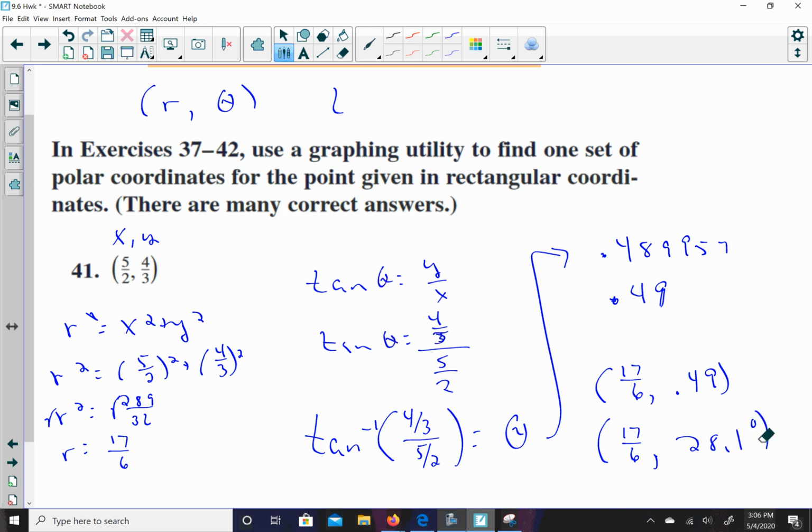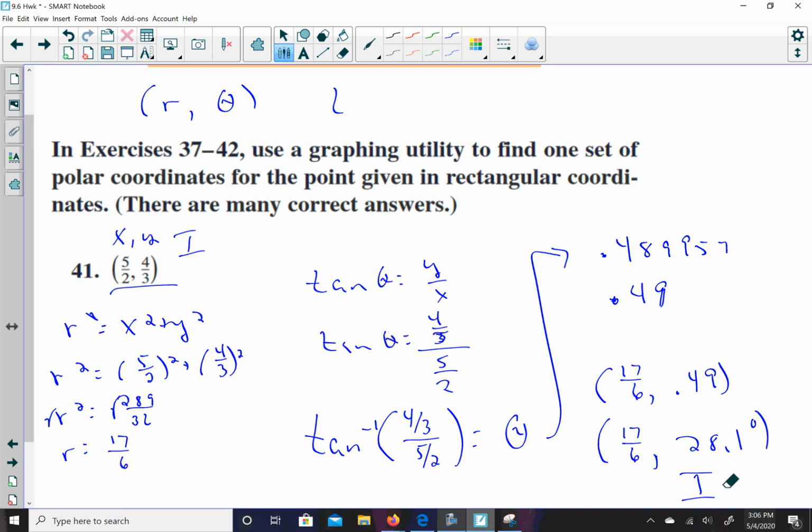That's what you get. I like to do a double check, because if you remember, my inverse tangent can only give me an answer for my first and my fourth quadrant. So this angle is in my first quadrant. This ordered pair, 28 degrees, is in my first quadrant. The radius is positive. So this is also my first quadrant.